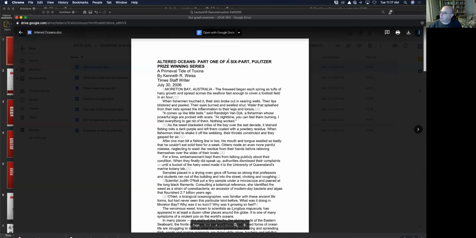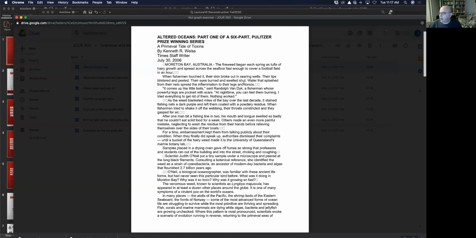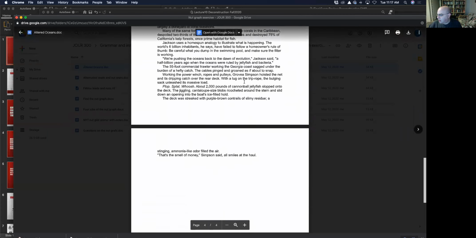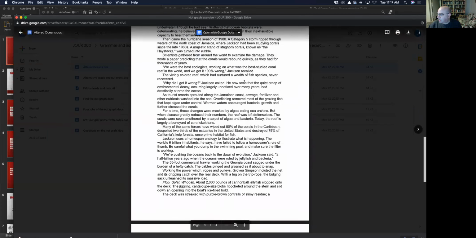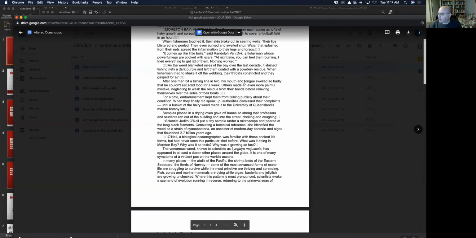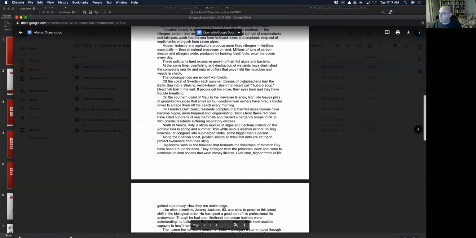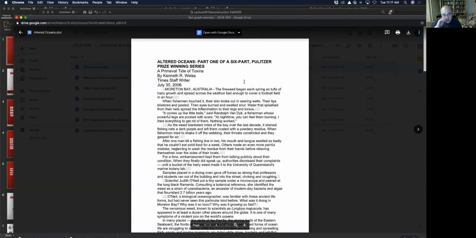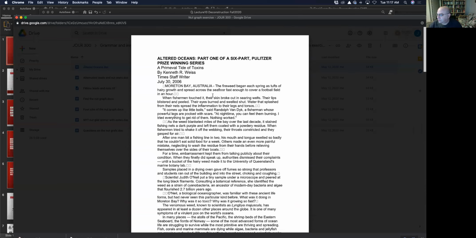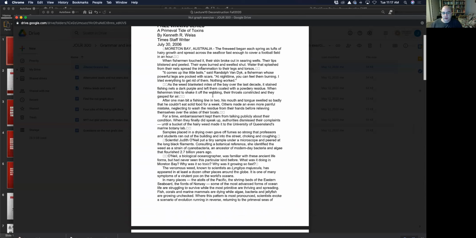Look, it's a 6-part series, right? And this story itself goes on, and I think I may have cut it off here, but this story itself is 4 pages long. So do you guys get what I'm getting at? Where does the actual nut graph start here? Who can find it?